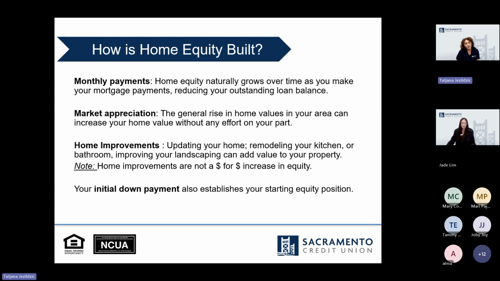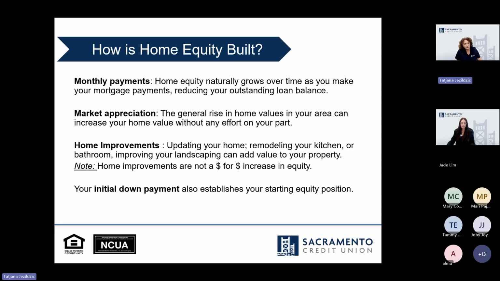So how is your home equity built? You can build it different ways. The first one is your monthly payments. Every time you make a payment on your mortgage, you pay towards the principal and you pay towards the interest. Hopefully you don't have an interest-only payment, because then you will never pay down your mortgage and not build any equity. You also build your equity through market appreciation, meaning if home prices are rising in the market, your home equity is rising as well.